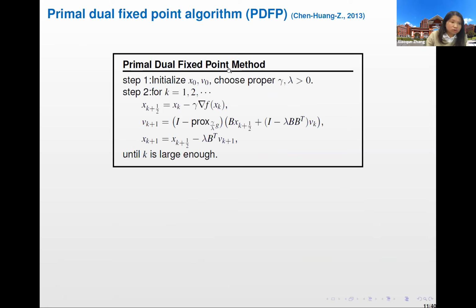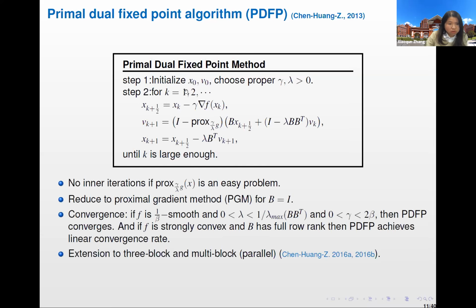Our motivation is based on an algorithm we proposed in 2013, based on straightforward gradient computation. Here I'm presenting the deterministic case, so the gradient is taken directly on F, and of course here we have smoothness on F. Then it involves the proximal term and a matrix-vector multiplication. This algorithm reduces to the proximal gradient method if B is the identity matrix. There is also a convergence guarantee, and it was also extended to multi-blocks and three blocks. The advantage of this algorithm is that we do not have any inner iterations.